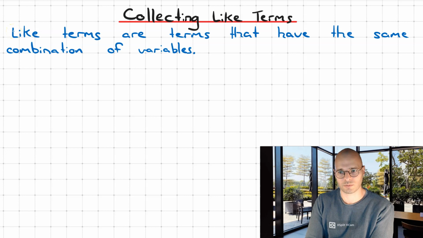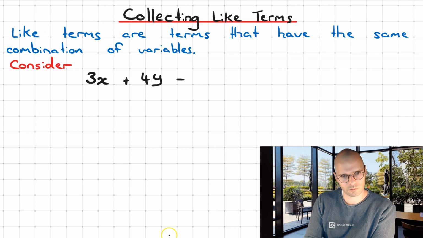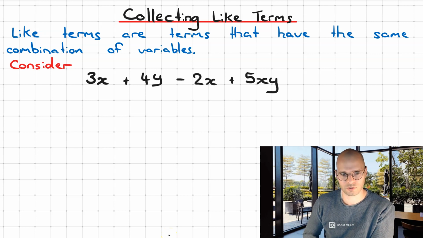Like terms are terms that have the same combination of variables. Consider the expression 3x plus 4y take 2x plus 5xy. The terms in this expression are 3x, 4y, minus 2x, plus 5xy. We remember that the minus always belongs to the number it's in front of, because a term is separated by the plus symbol. In front of every negative is an implied plus.